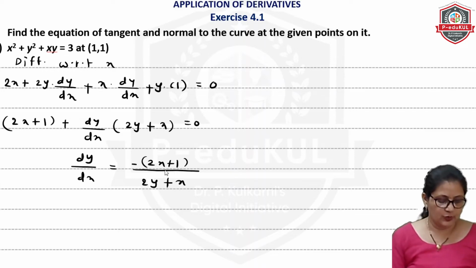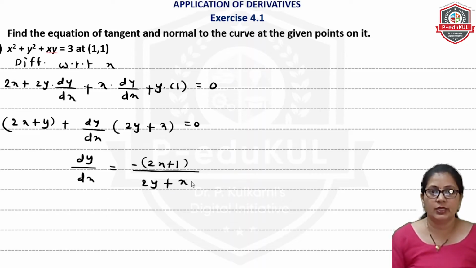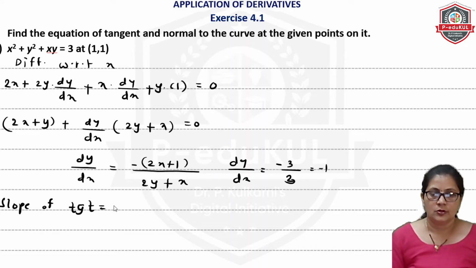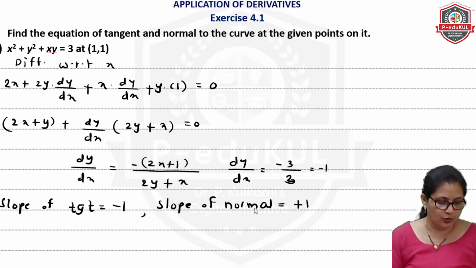Okay, (2x + 1) divided by (2y + x), and now I'll be putting the values. So my slope will be minus 3 upon 3, so that is minus 1. This is the slope of the tangent, right? Slope of tangent is minus 1. Then the slope of normal will be the negative reciprocal, so this becomes positive. So the slope of normal will be 1.